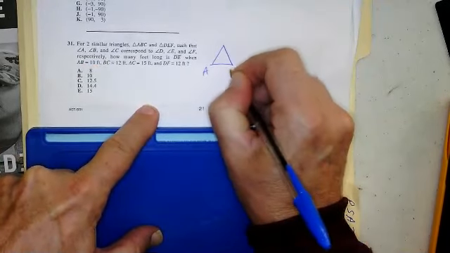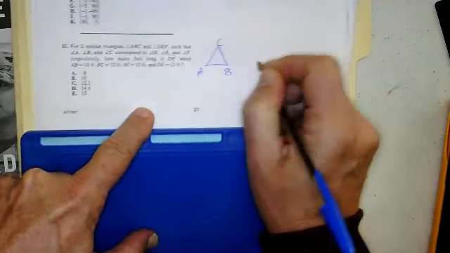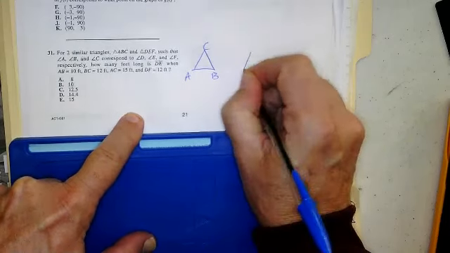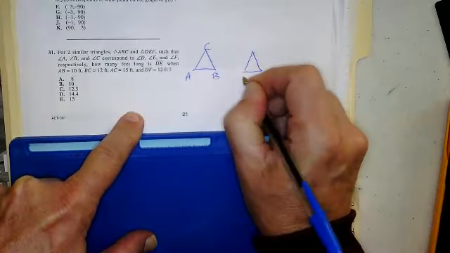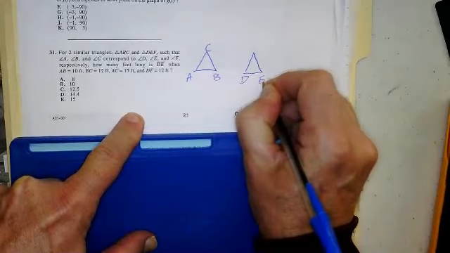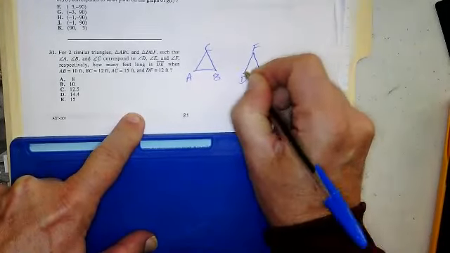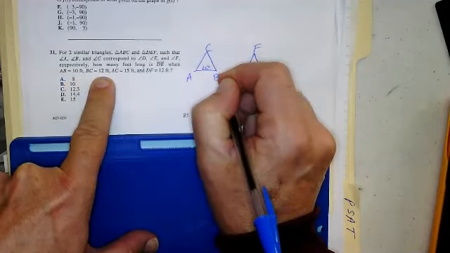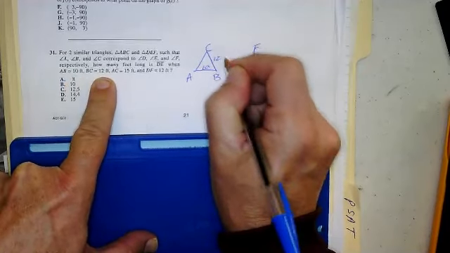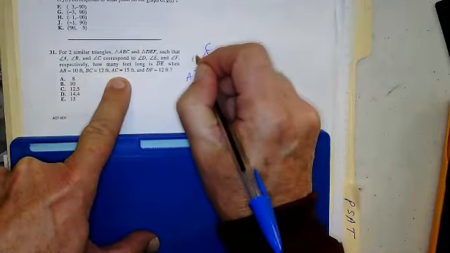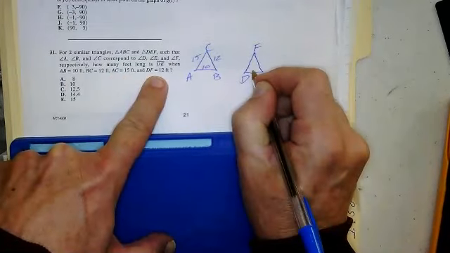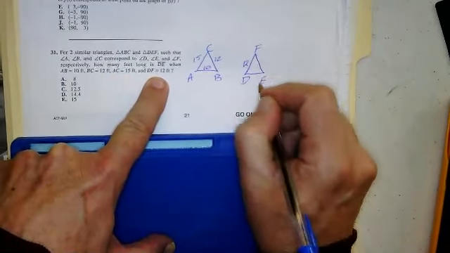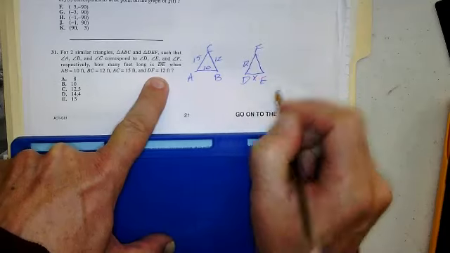here's A, B, C, and here is D, E, F, and it tells us that AB is 10, BC is 12, and AC is 15, and that DF is 12. This one is 12. And we're trying to find this distance here.